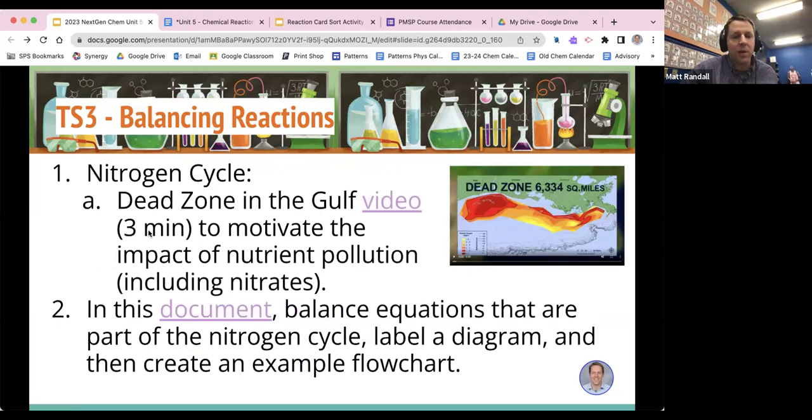Quickly, the second half of this lesson is about the nitrogen cycle. There's a 3-minute video that students and you all can watch as a class about the dead zone in the Gulf of Mexico that's caused by nutrient pollution. In this lesson we're focusing on nitrates, but it's also nitrates and phosphates causing more aquatic plants to grow and use up the oxygen, leaving less for fish and other creatures. The linked document has equations for students to balance that are part of the nitrogen cycle, and students also get a description of what that is. They label those on the diagrams and then create their own example flowchart. I would say this is quite an extension. It's a lot of practice with balancing equations, connecting it to the nitrogen cycle, and it also links up to the idea of pollution.